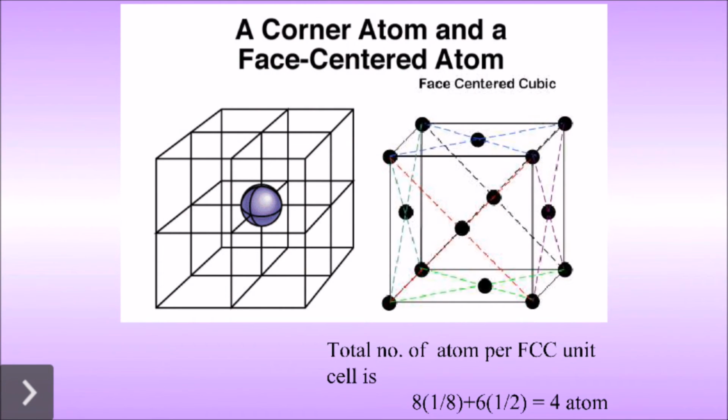In the face centered cubic, we have the corner atoms and face center atoms. There are 6 atoms which each contribute half of their atom. So 6 into 1 by 2 plus 8 into 1 by 8. The 8 corner atoms each contribute 1 by 8 of their atom. So totally there are 4 atoms.